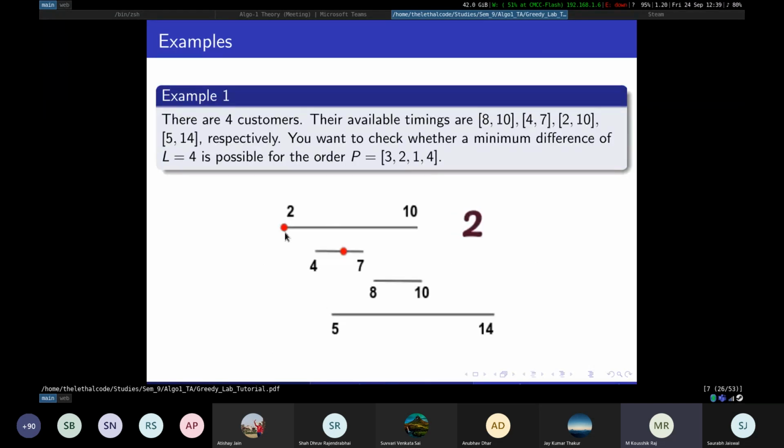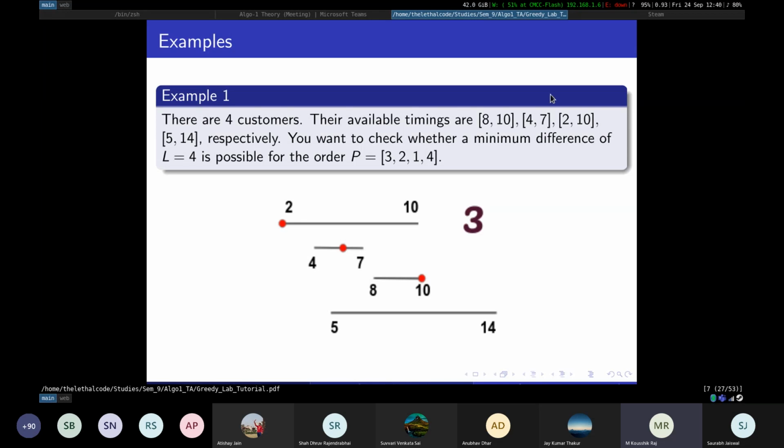Now, the previous Xpi minus 1 in this case is 2. And L is 4, so 6. And what is the Lpi for this one? 4. So the maximum of 4 and 6 is obviously 6. This red dot corresponds to the 6th minute. Now the next customer is the first in the input, which is 8 to 10. The previous one was 6, and 6 plus 4, L equal to 4, is 10. That is, in the 10th minute he can come and get it.